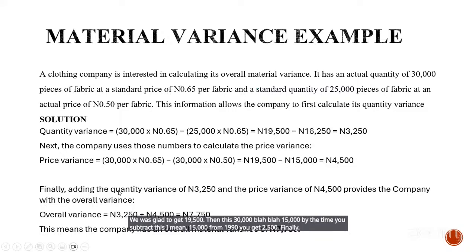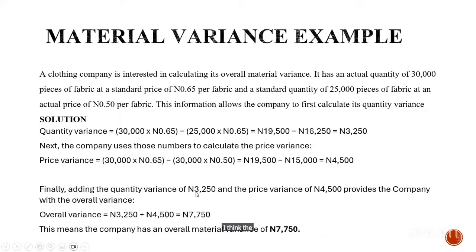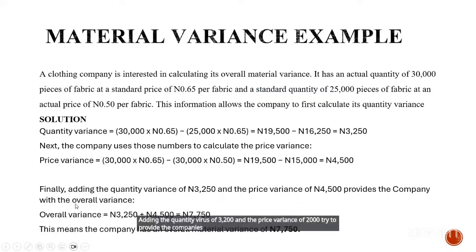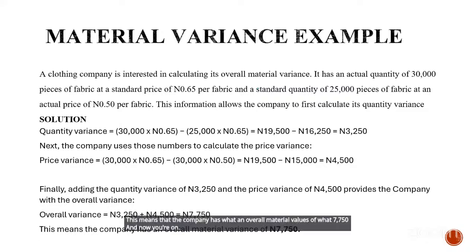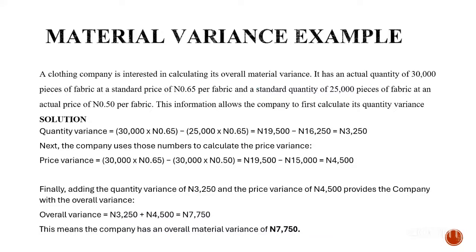Finally, adding the quantity variance of 3,250 and the price variance of 4,500 provides the company with what, the overall variance. So overall variance equals to what? 3,250 plus 4,500 give us what? 7,750. This means that the company has an overall material variance of 7,750 naira. That is what the variance is.